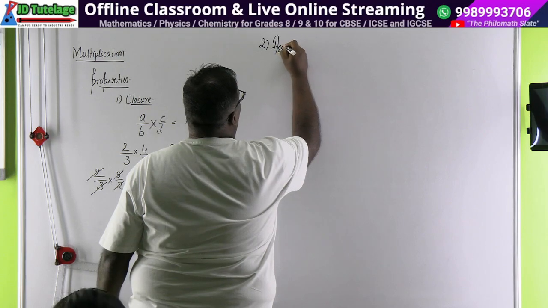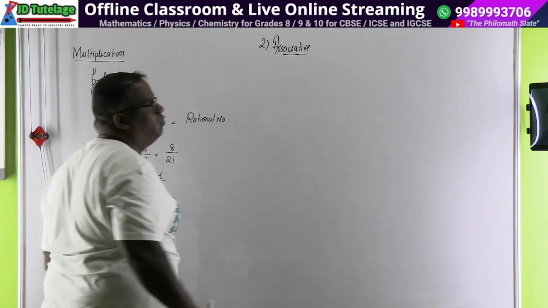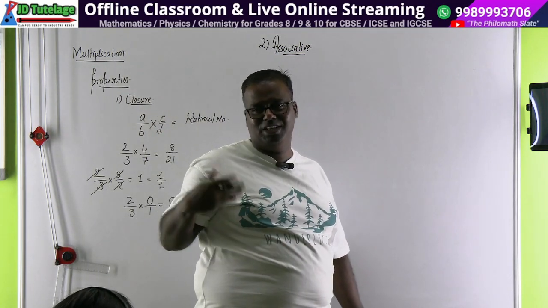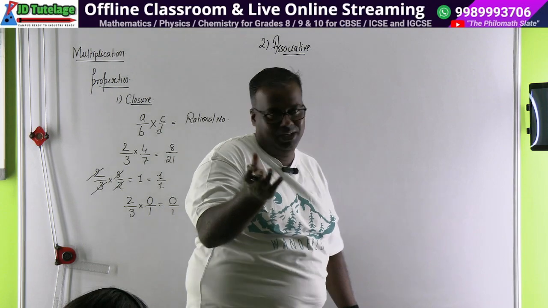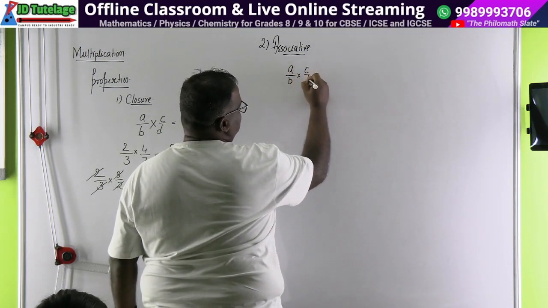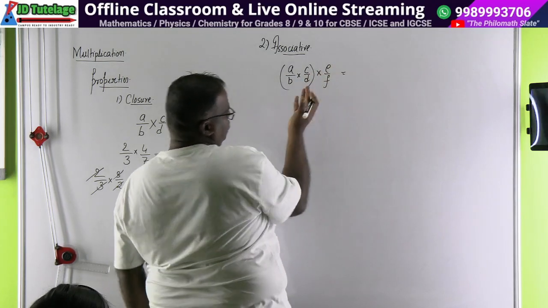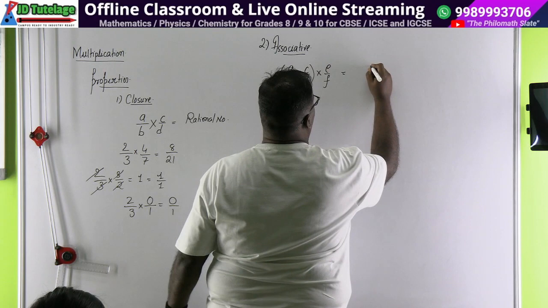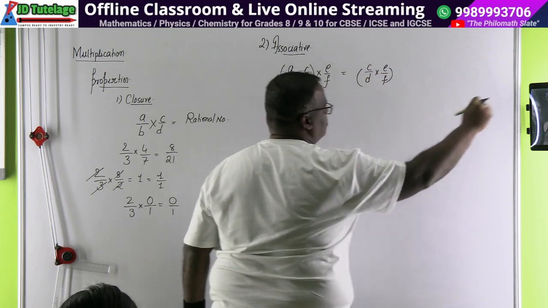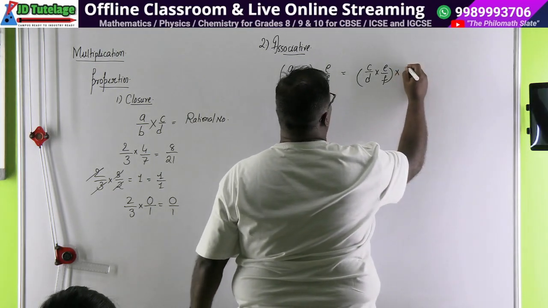Associative. Associative is simple. Associative property is like having food at Barbecue Nation. Whether you eat the starter first or later, what matters is the food. It means a by b being multiplied by c by d, and then you multiply e by f. You're not happy with this. You say, I'm going to do c by d into e by f, into a by b.